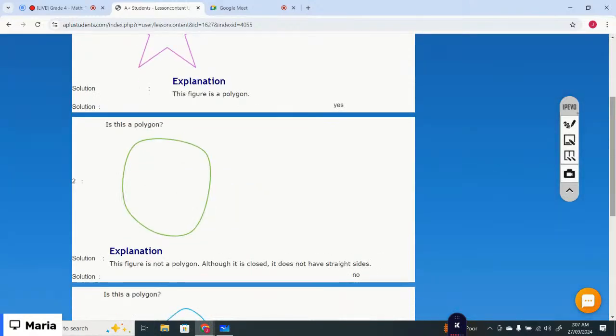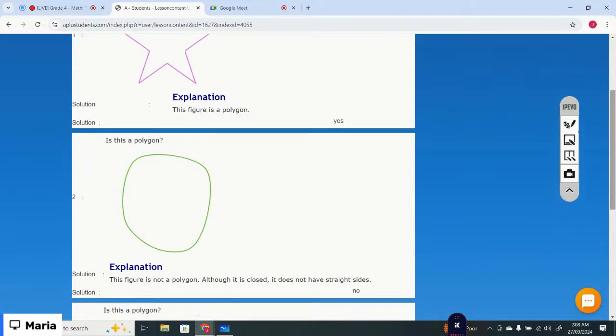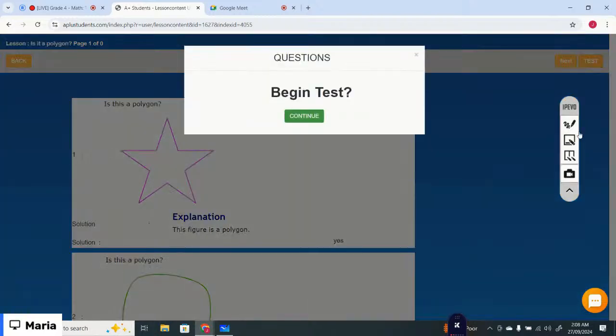Okay, the next one: is this a polygon? No, this isn't. Although that's a closed shape, it does not have straight sides. So for the polygon, you need to see two things: it must be a closed shape and the shape must have straight lines, right? Okay, let's just start with the test questions.